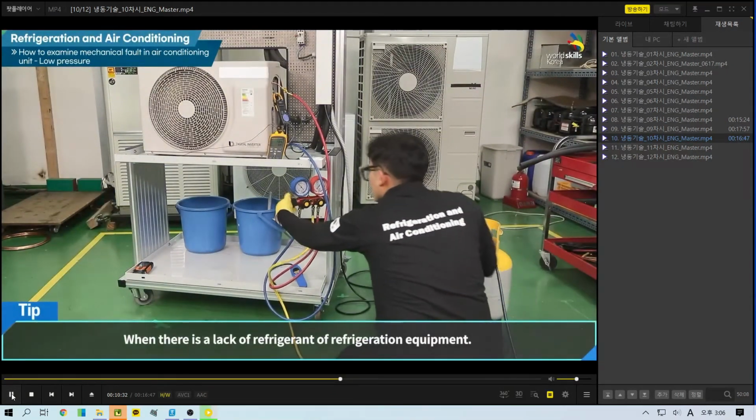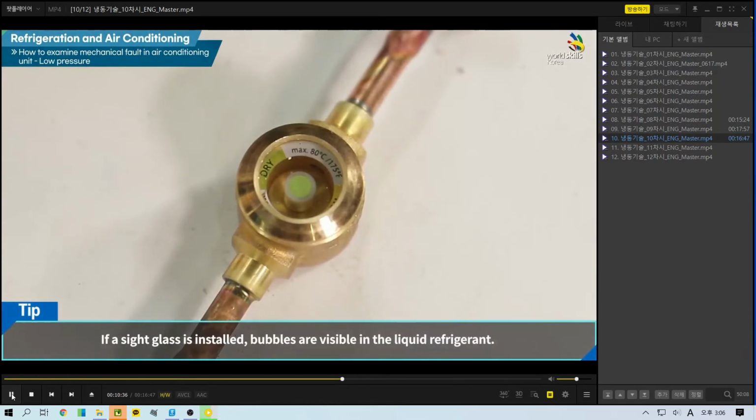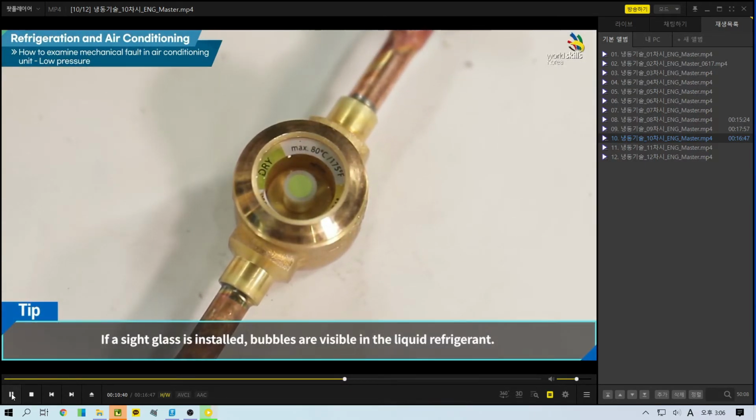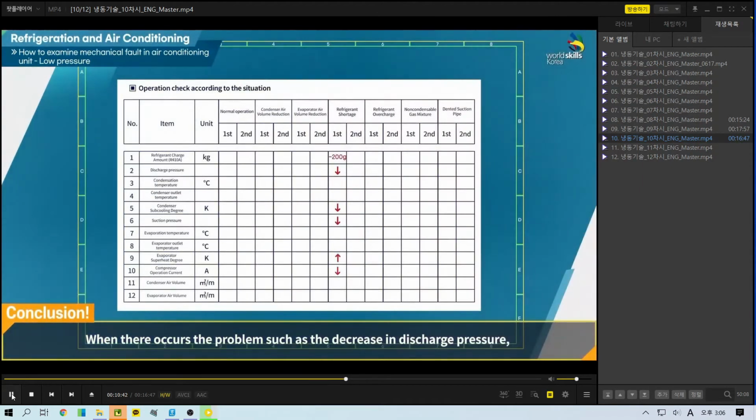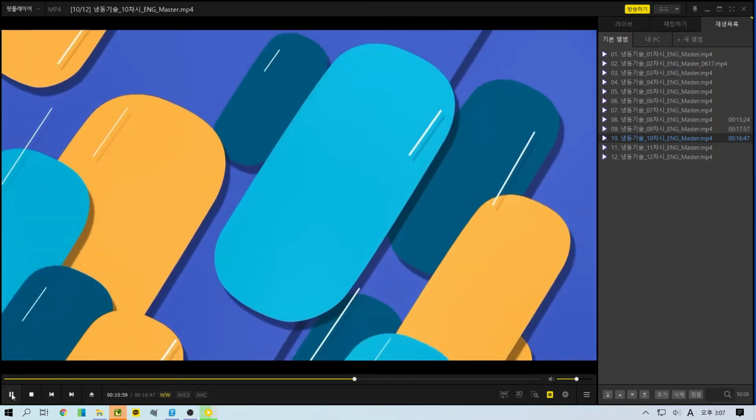When there is a lack of refrigerant in refrigeration equipment, as well as the measured data, if a sight glass is installed, bubbles are visible in the liquid refrigerant. Therefore, when there occur the symptoms such as the decrease in discharge pressure, the decrease in subcooling of condenser, the decrease in suction pressure, the increase in superheat of evaporator, and the decrease in compressor operating current, the lack of refrigerant is estimated to be a reason for the fault.